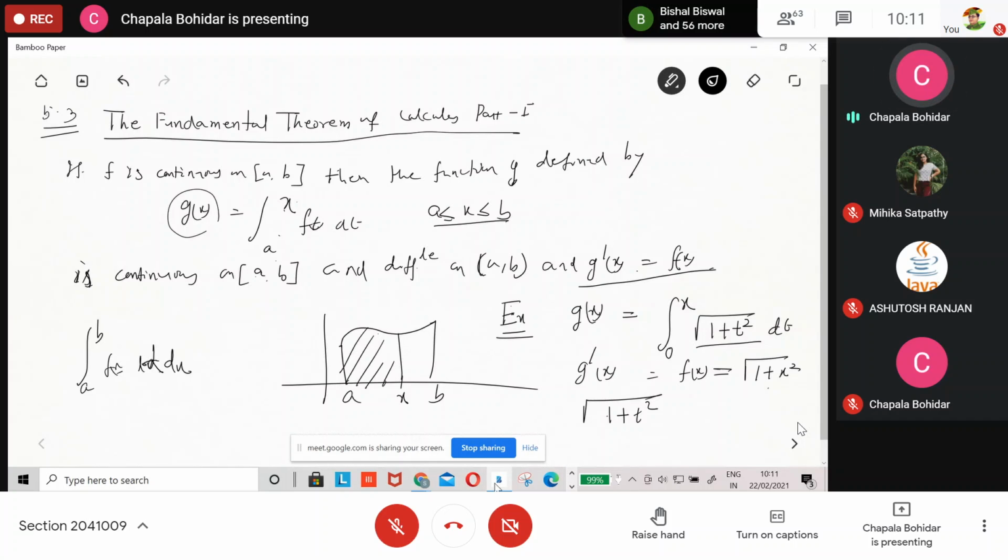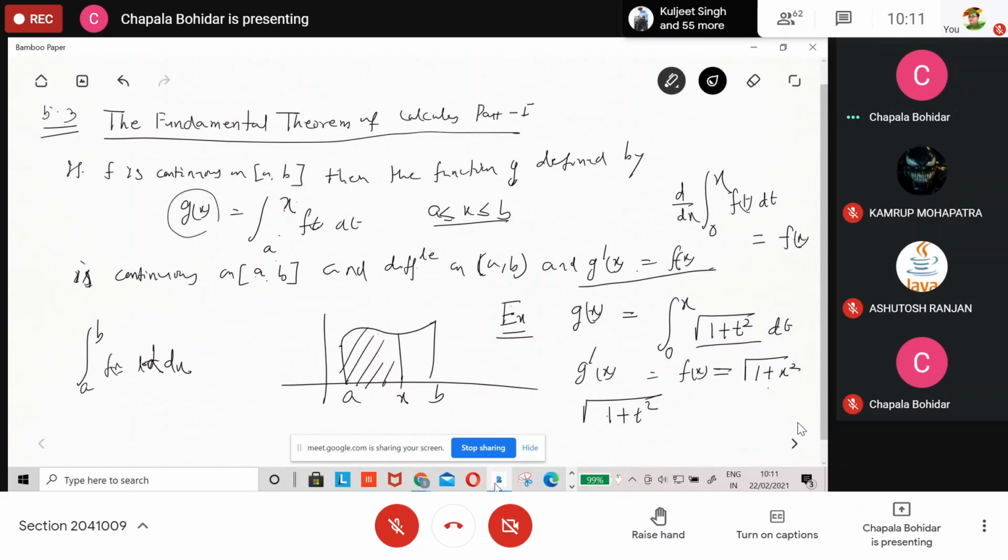Clear to all of you? Yes. See, d by dx of the integral from 0 to x of f(t) dt is equal to f(x). So d by dx of this means it is g'(x). Okay. So now solve one more problem.